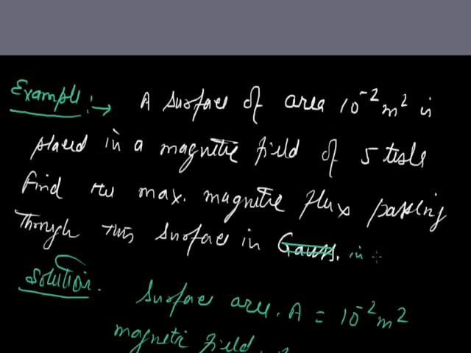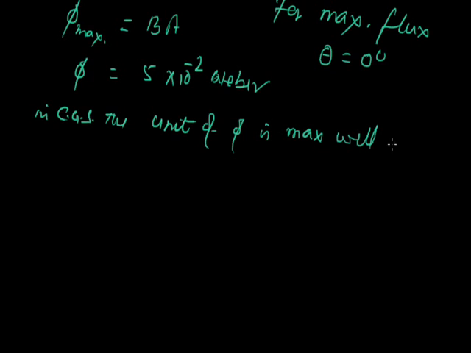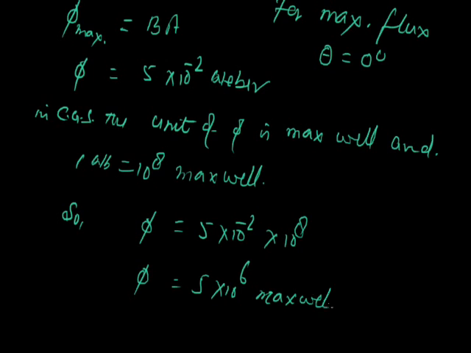In CGS, the unit of phi is Maxwell, and 1 Weber is 10 raised to the power 8 Maxwell. So the value of phi will be 5 into 10 raised to the power minus 2 into 10 raised to the power 8. That's phi is 5 into 10 raised to the power 6 Maxwell. The answer.